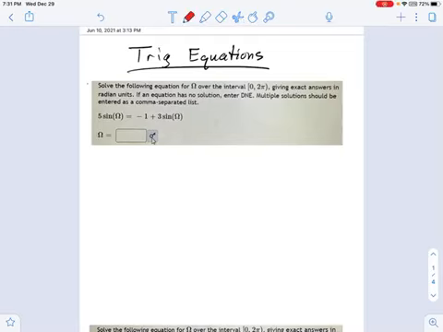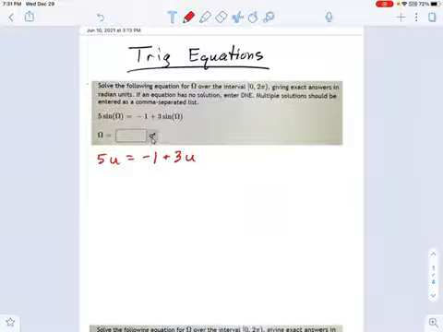Time to apply our inverse trig skills to trig equations. These are going to be a lot like regular equations, except they have trig functions in them, obviously. So what I want to do here is do some u substitution. And u substitution is, I think, never necessary, but often a good idea. It makes things simpler to look at.